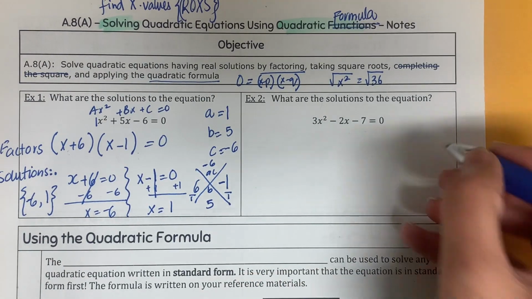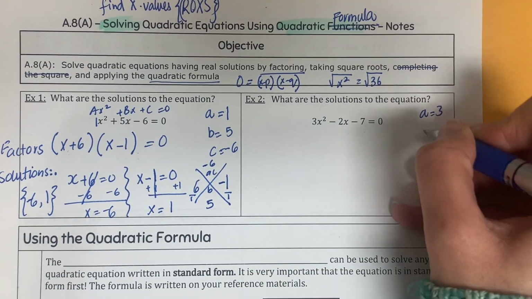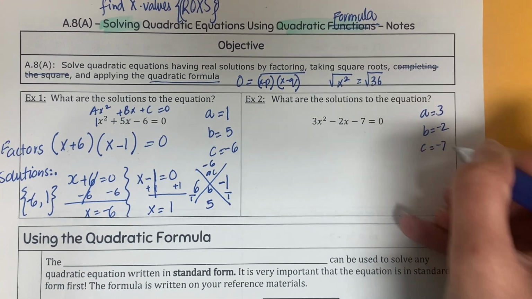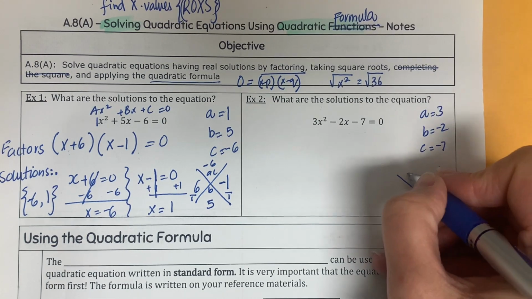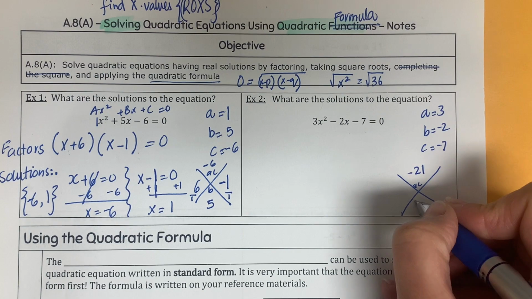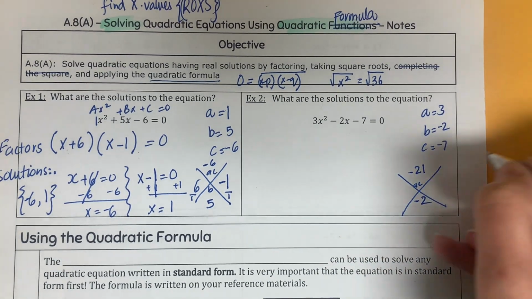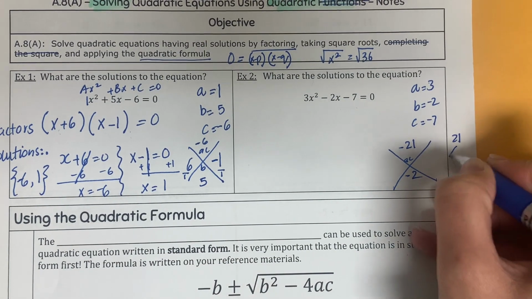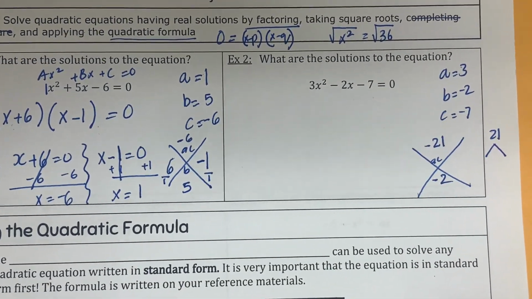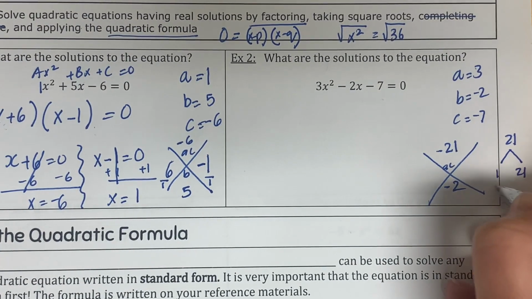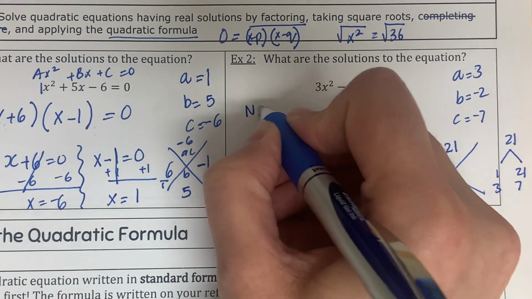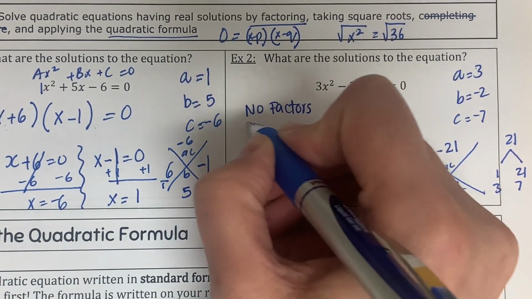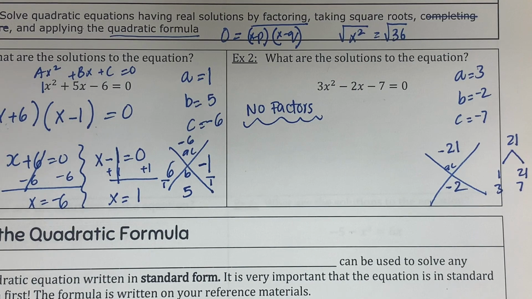But let's look at this one, if I can factor it. A is 3, b is negative 2, and c is negative 7. 3 times negative 7 is negative 21, and b is negative 2. So 21, I'm going to pair it up. Let's see, what do I get? 1 times 21 and 3 times 7. Prime numbers, it's impossible to factor this. It has no factors.